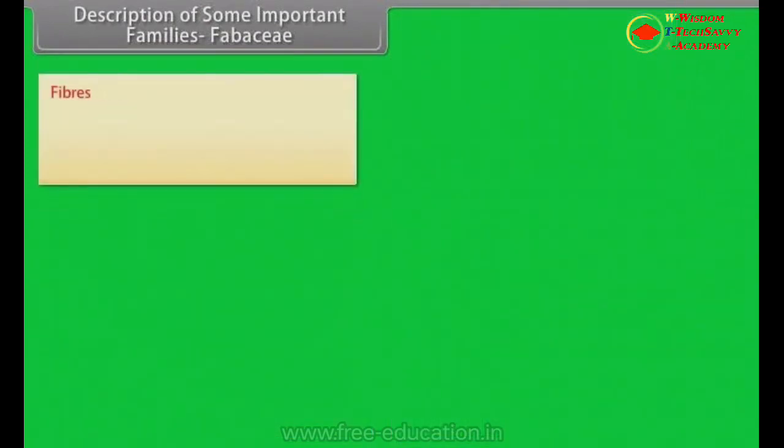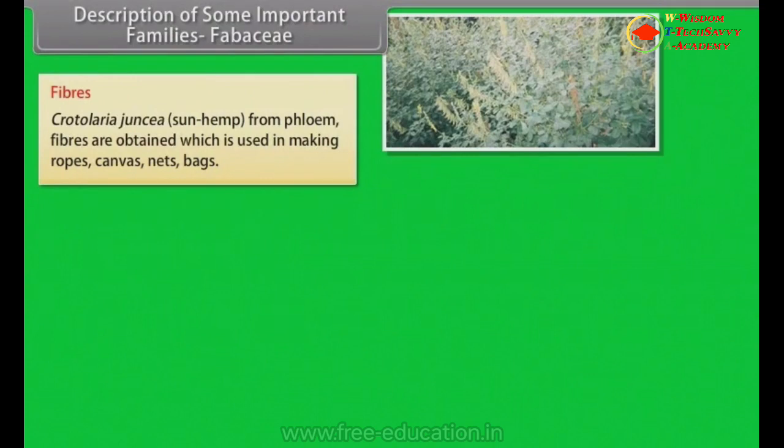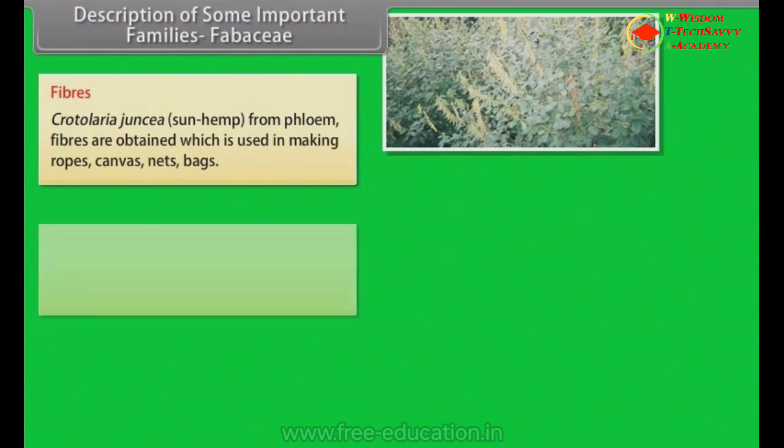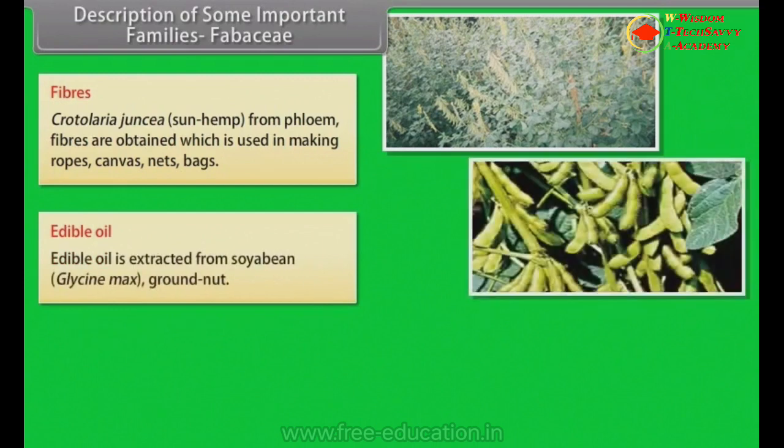Fibers. Crotalaria juncea, sunhemp. From phloem, fibers are obtained which are used in making ropes, canvas, nets, bags. Edible oil. Edible oil is extracted from soybean, Glycine max, and groundnut.